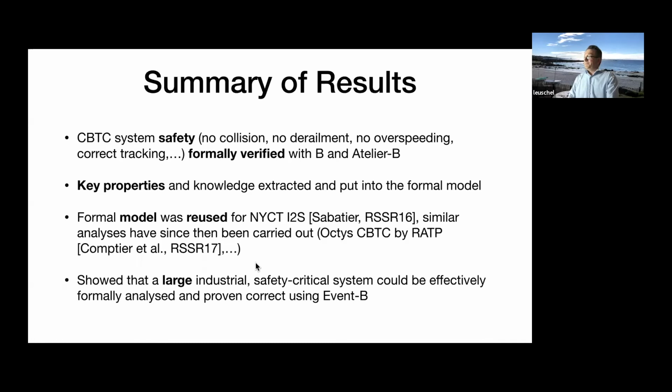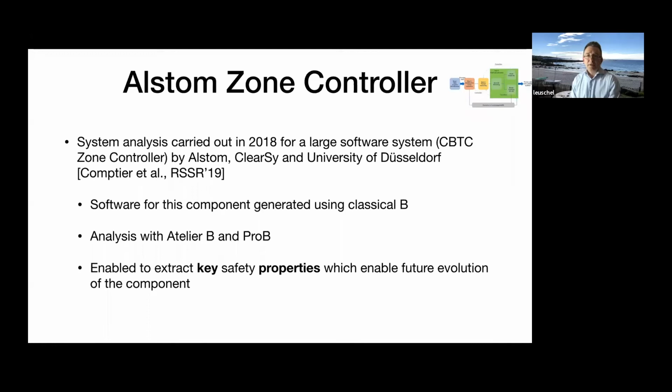Right. And in another project that we did collaborate with Clearsy and Alstom on, it was the zone controller of their U400 system. And that was published in RSSR 19. The software of that component was generated using classical B, but there it was really about the requirements, ensuring that the requirements for that zone controller were correct. There were quite a lot of subtle things that these zone controllers have to take care of, especially as they hand over trains from one zone to another, and there were quite a lot of things which are not at all obvious how to handle. And again, here, the good thing is that analysis is not easy, but once you have done the proof, you obtain key safety properties, which are then useful in the longer term to know how you can extend and adapt your system.